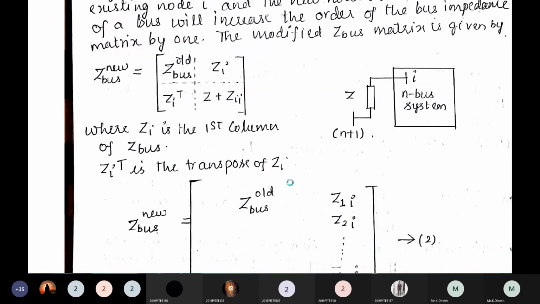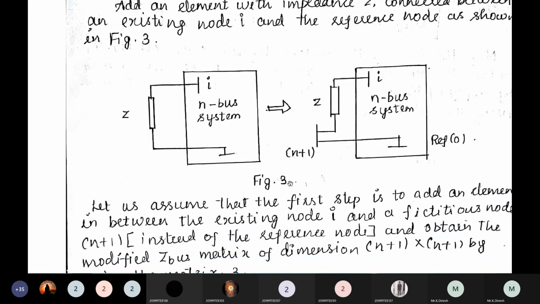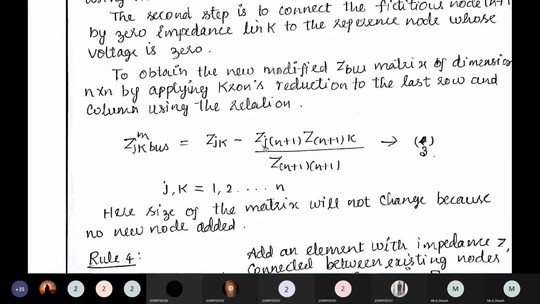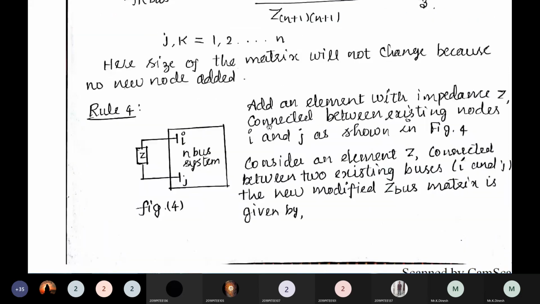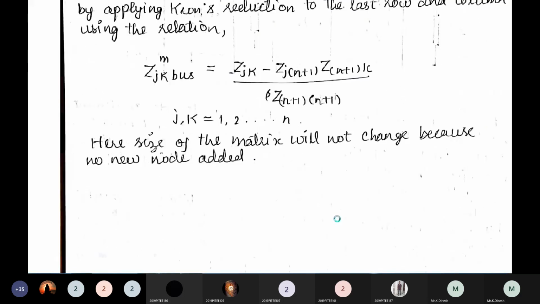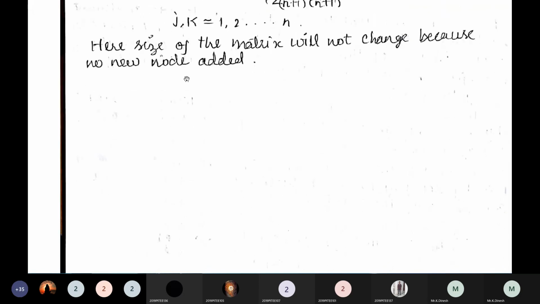extend R. For N number of buses, we have to use your cross combination. Then for your I bus, J bus change, we have to use this rule: Zij, Zjk minus Zn plus 1, Zn plus 1, K divided by Zn plus 1, N plus 1. These are all just rules. They asked this once for 13 marks.